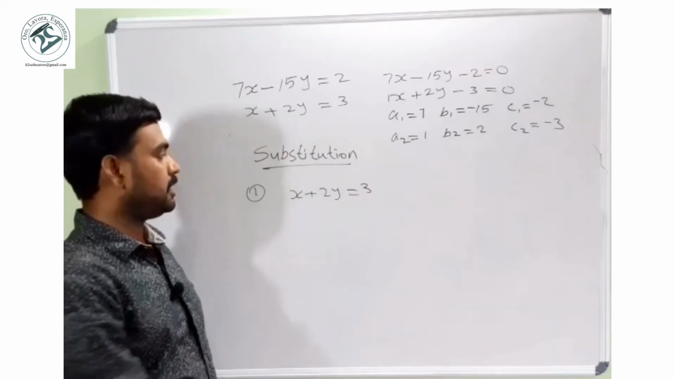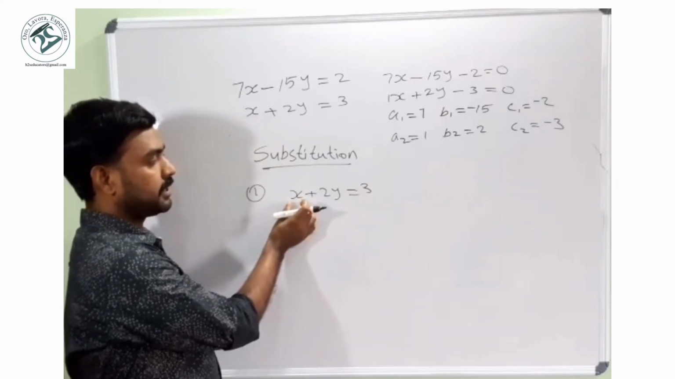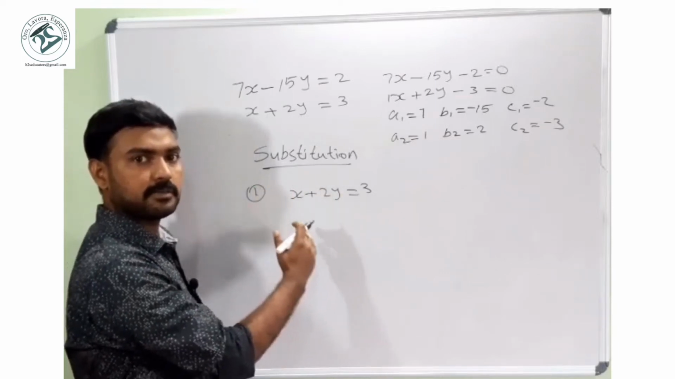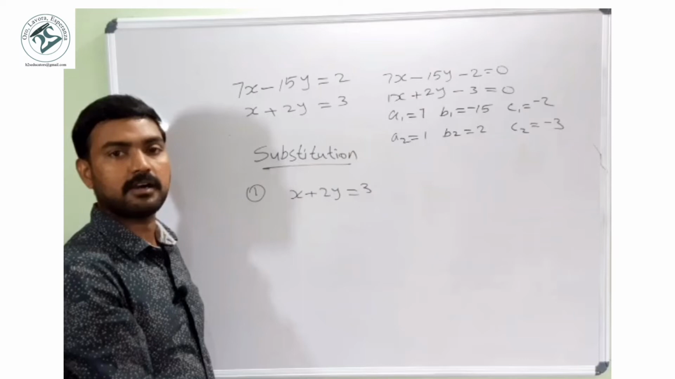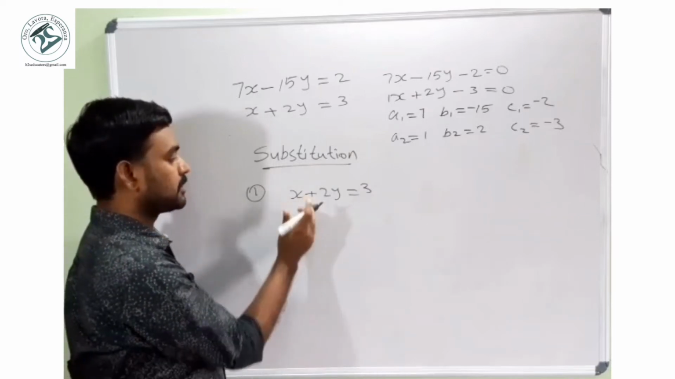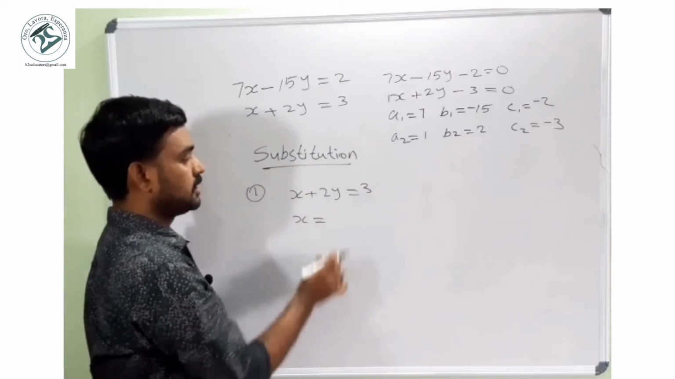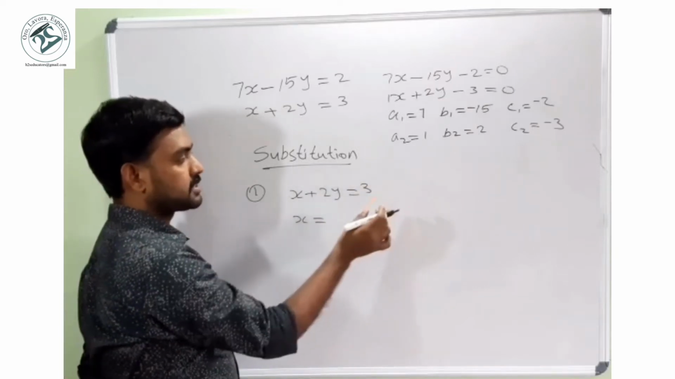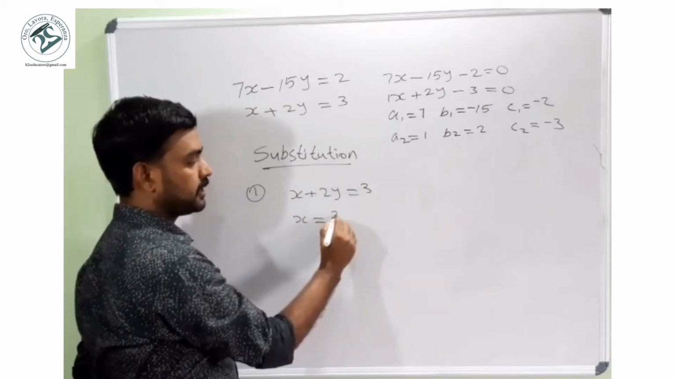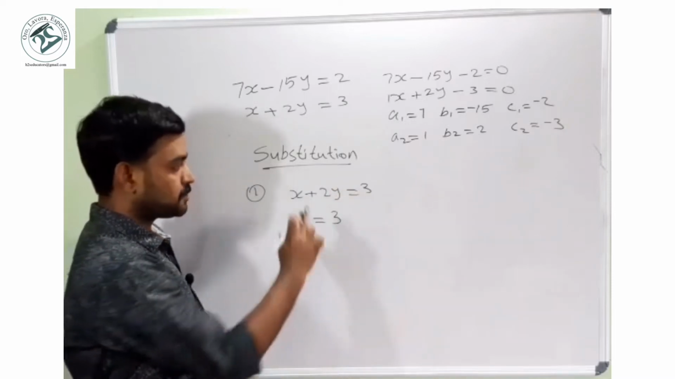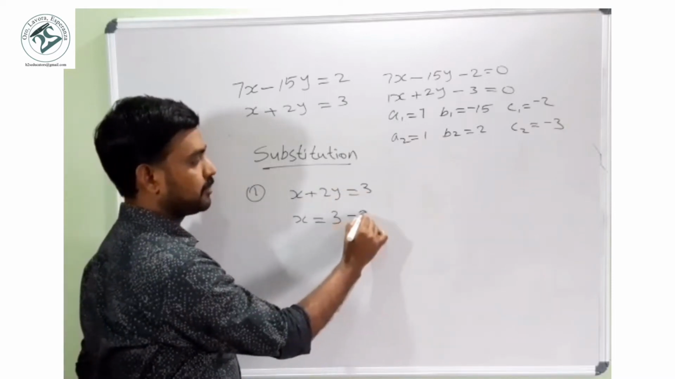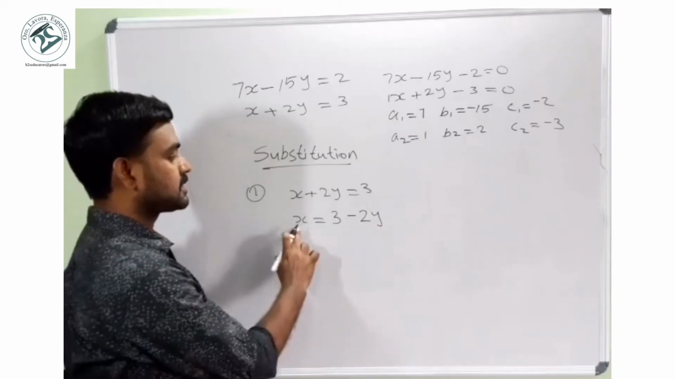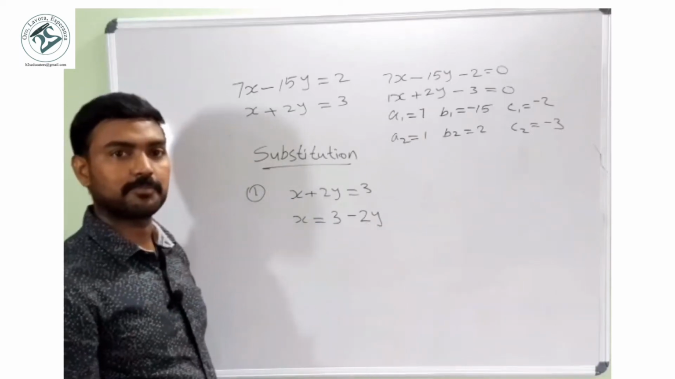Then identify any one variable, either x or y, and keep it on the left side. The remaining terms you can transpose to the right side. So I am going to keep this x on the left side. This 2y goes to the right. Before we take this to the right side, what is on the right side should be written first. So this plus 2y transposed there will be minus 2y. So we got x is equal to 3 minus 2y.